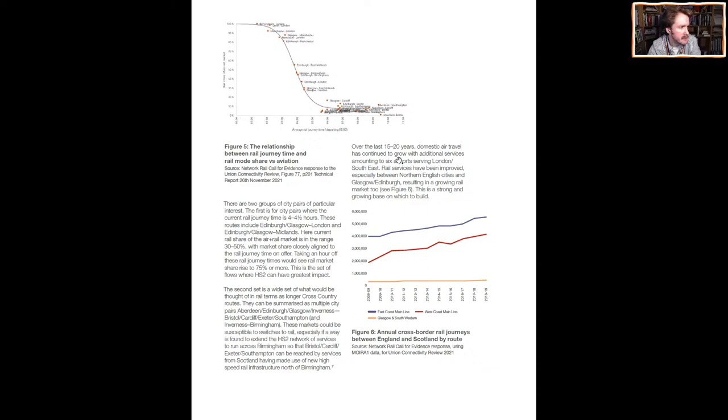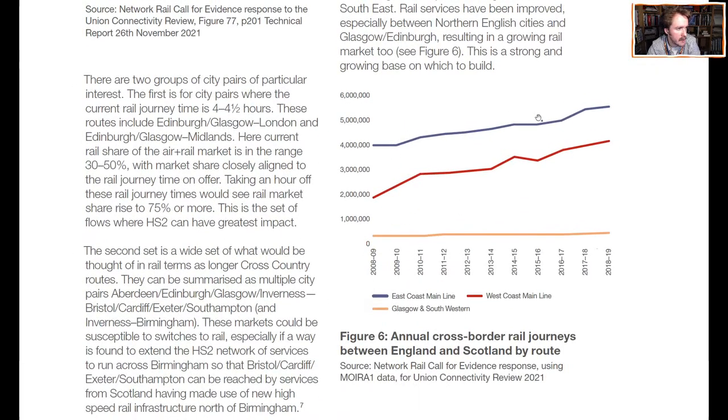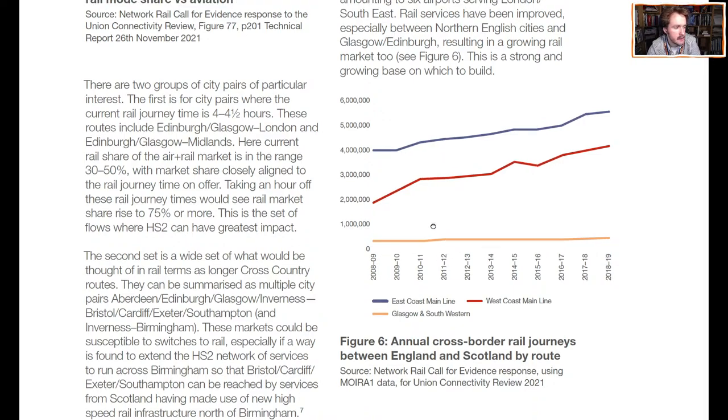So you can see over the last 15 to 20 years, domestic air travel has continued to grow, with additional services amounting to 6 airports serving London and the southeast. Rail services have been improved, especially between northern English cities and Glasgow, Edinburgh, resulting in a growing rail market too. This is a strong and growing base on which to build. So you can see blue there is the East Coast Main Line, red is the West Coast Main Line, and the pinky colour is Glasgow and South Western.